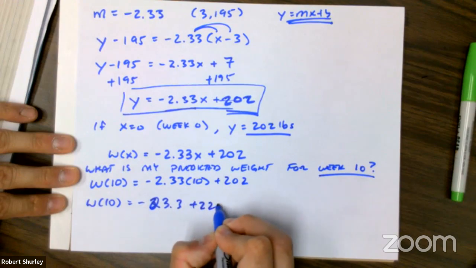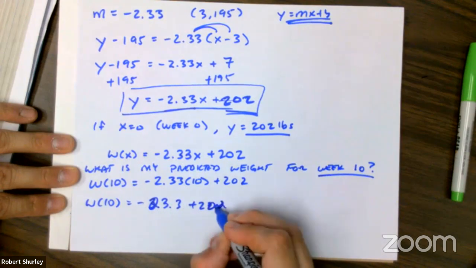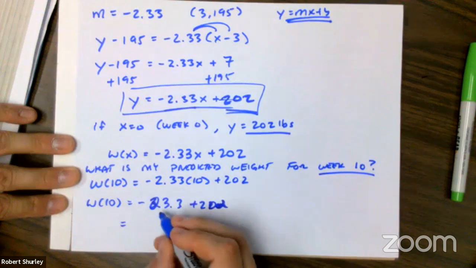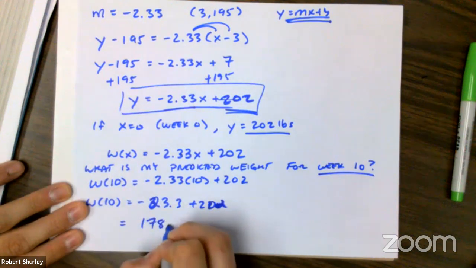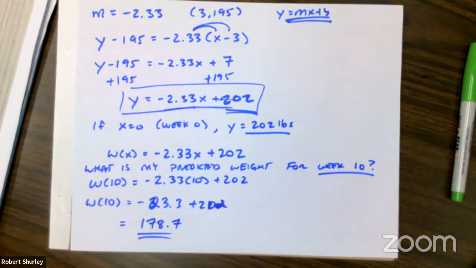23.3 plus 202. Man, I'm getting all the things out of order. So negative 23.3, hold on, let's see this, 202 minus 23.3 is 178.7. So it's saying by week 10, I'll be at 178.7. Okay.